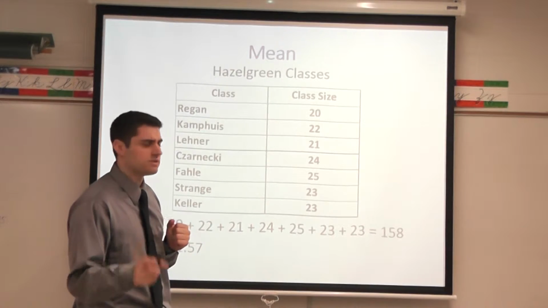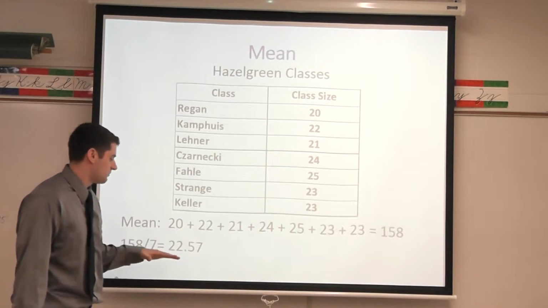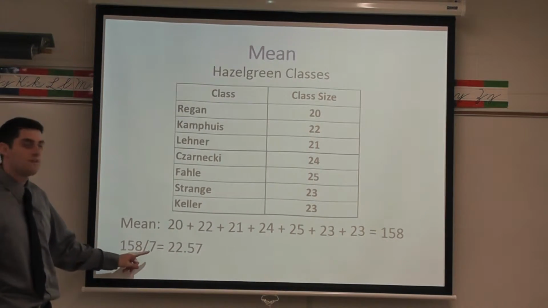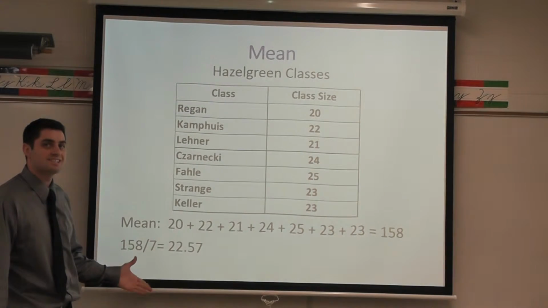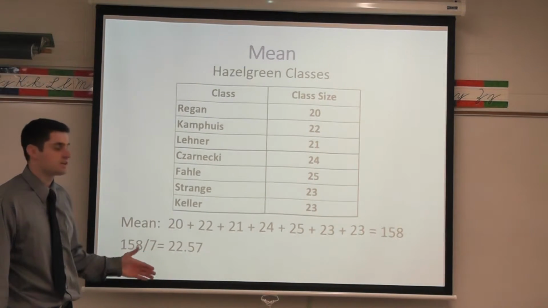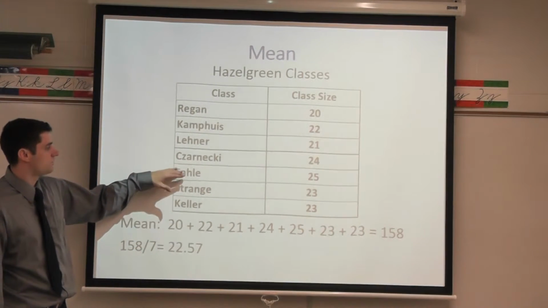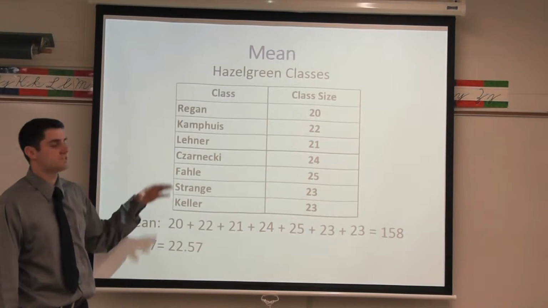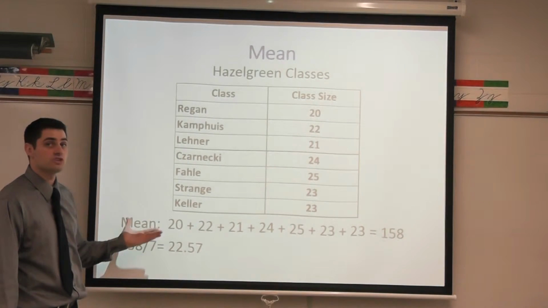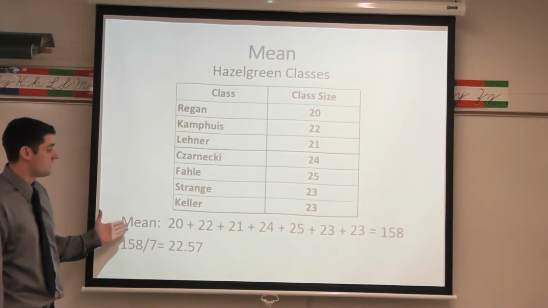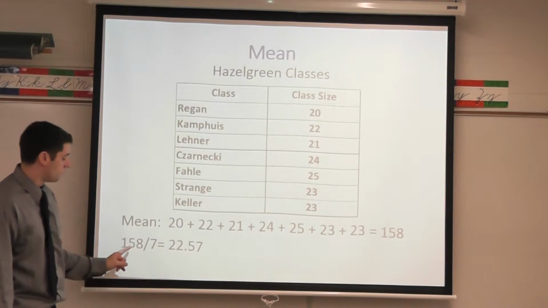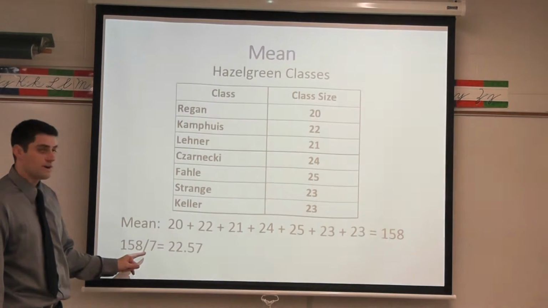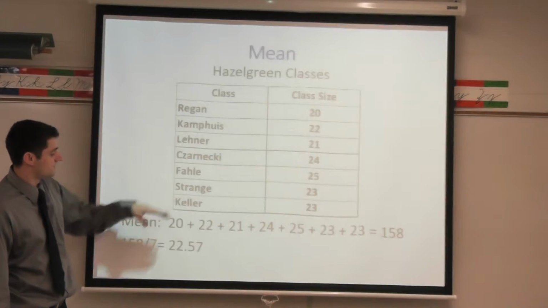Oh, that's right, I forgot one step. The next step after you get your total is to divide it by the number in your data set. Well, you might be saying, where did the 7 come from? Well, we had 1, 2, 3, 4, 5, 6, 7 total teachers that we used in our data set. So we added up our total, which is 158 students, and we're dividing it by the 7 classes or teachers.